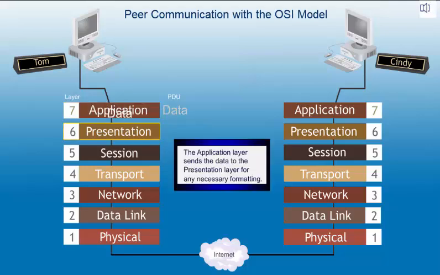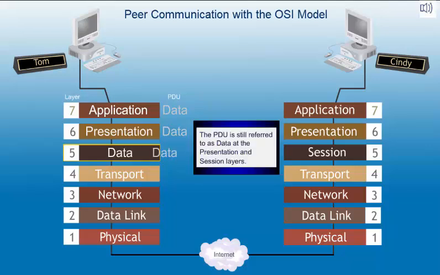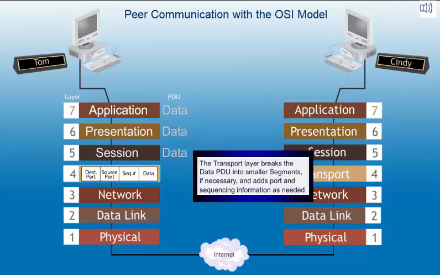The application layer sends the data to the presentation layer for any necessary formatting. The session layer, if needed, maintains the communication session. The PDU is still referred to as data at the presentation and session layers. The transport layer breaks the data PDU into smaller segments if necessary, and adds port and sequencing information as needed.